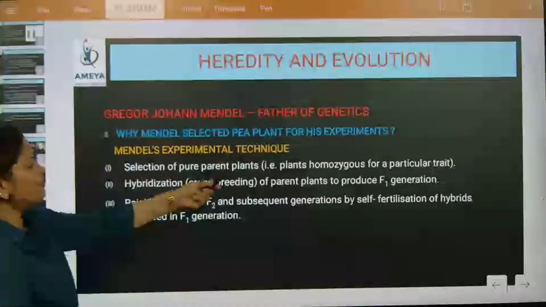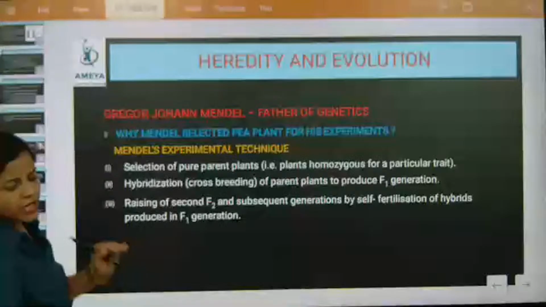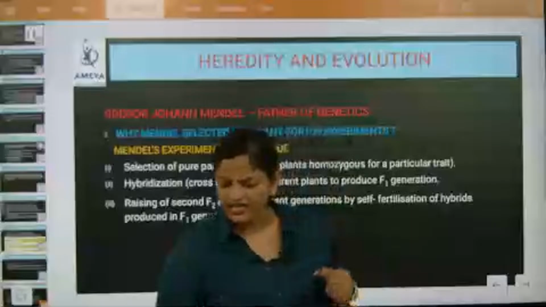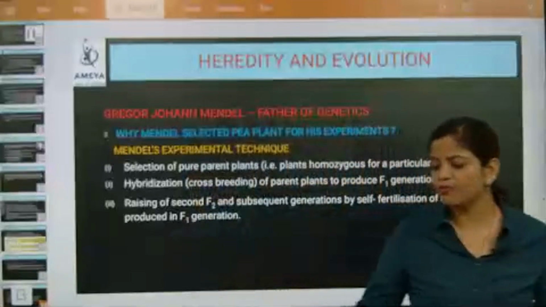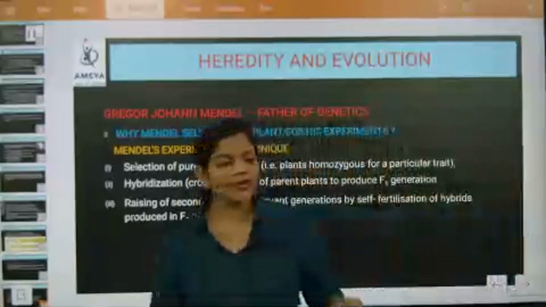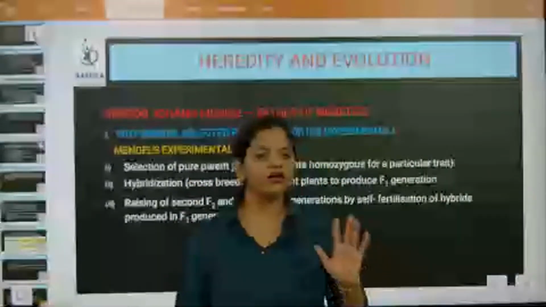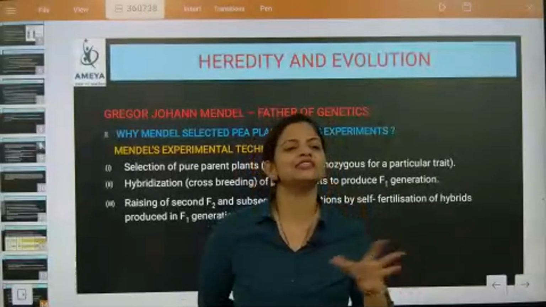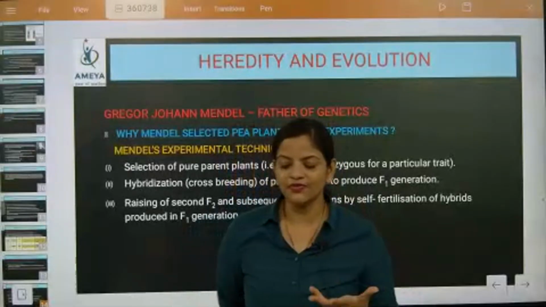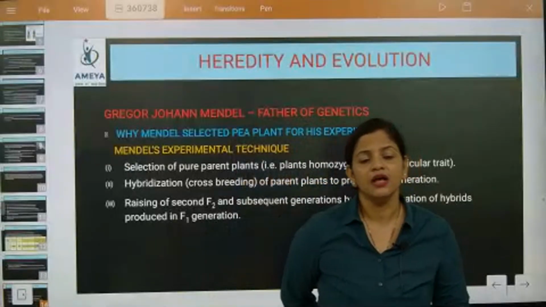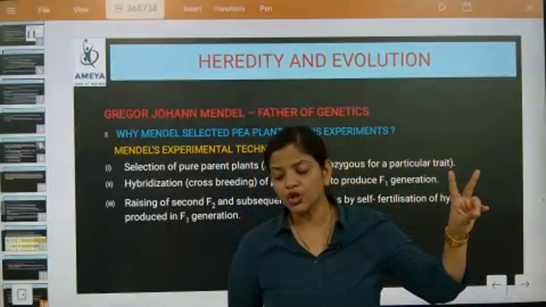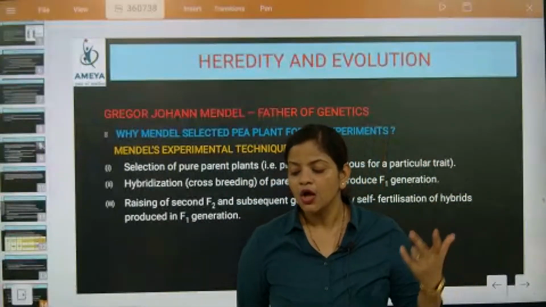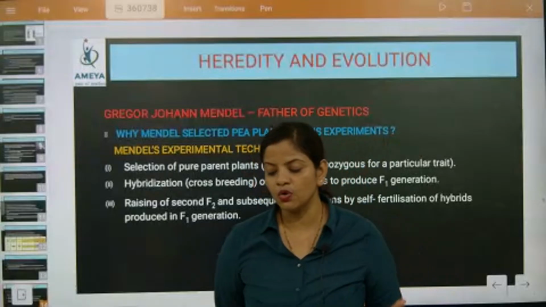Now, selection of pure parent. First he selected pure alleles. Pure means, how many of you have seen Harry Potter? In Harry Potter you might have heard that there is muggle blood, pure blood. Mixed blood means recessive traits. I am just telling you so that you can understand. In simple words, pure means either both dominant or both recessive. They will always be called homozygous.